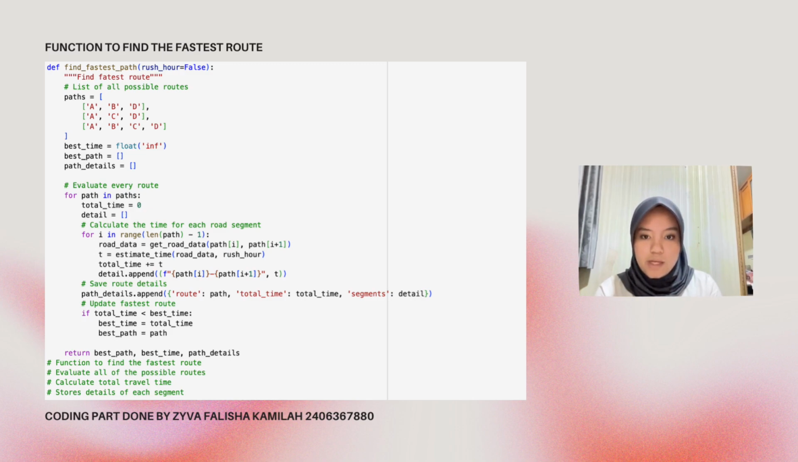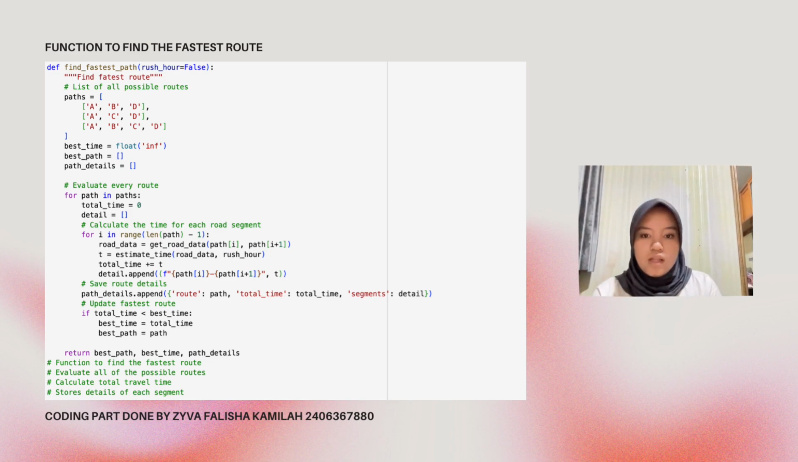And then the fourth one, main loop, to evaluate each route. For each route, the function initializes the total travel time, loops through every segment in the path, and uses a function getRoadData to retrieve traffic data between 2 points. Then estimated time calculates how long the segment will take, considering rush hour if enabled. Then the segment time is added to total time, and a detail log is created, like from A to B is 12.5, and stored.